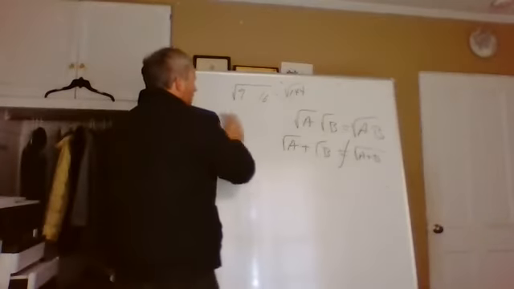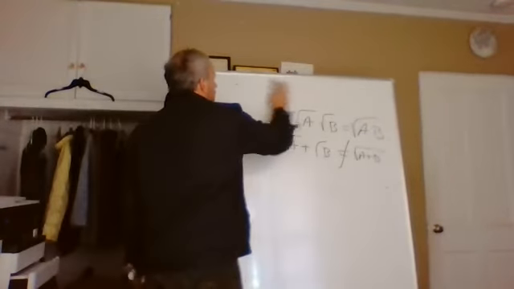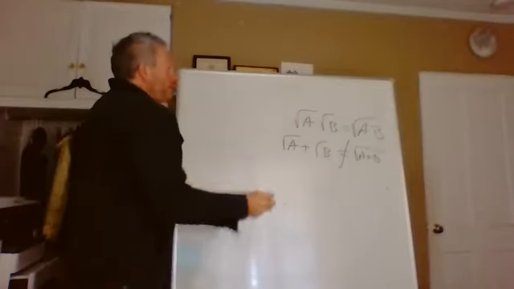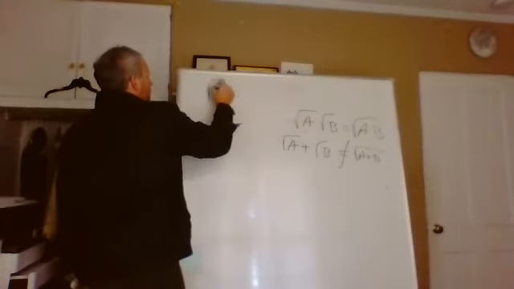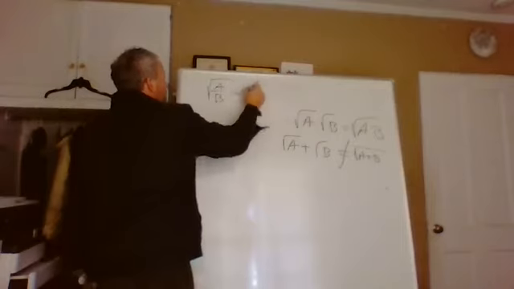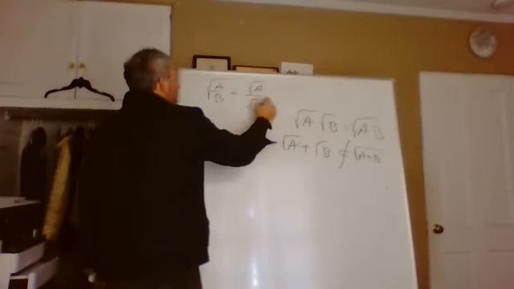You also can do this. I won't bother demonstrating this like I did with the multiplication, but the square root of a divided by b is equal to the square root of a divided by the square root of b.